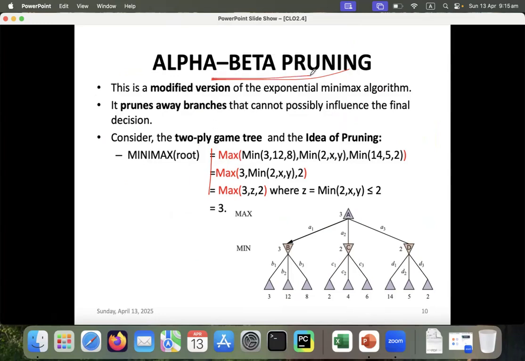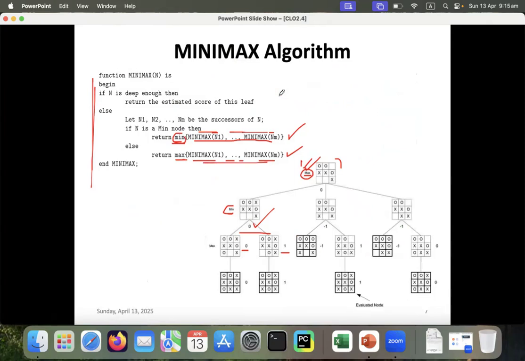Alpha beta pruning. So this algorithm would be the same concept as you have studied in the minimax algorithm, but there would be some extra things in it. That's why we are saying that this algorithm would be the modified version of the minimax algorithm. Exponential, we are saying, because here we have something nested into it.